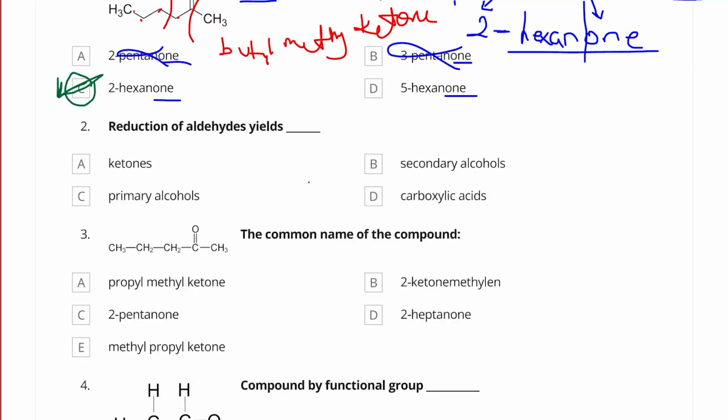Continue to question 2. Reduction of aldehydes yields what? The reduction of aldehydes, my dear friends, will lead to primary alcohol.